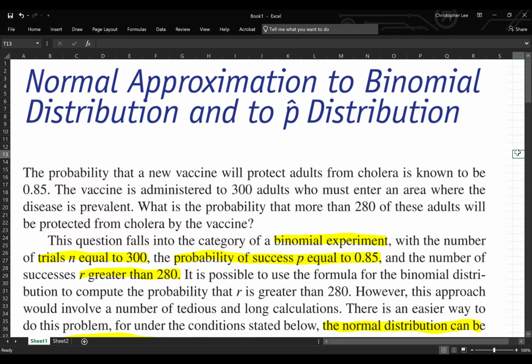Okay. All right, let's try it again. So we're going forward and we're throwing it back at the same time, right? We're talking about normal approximation to binomial distribution and to the p-hat distribution.